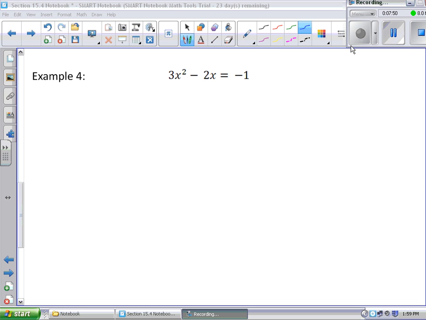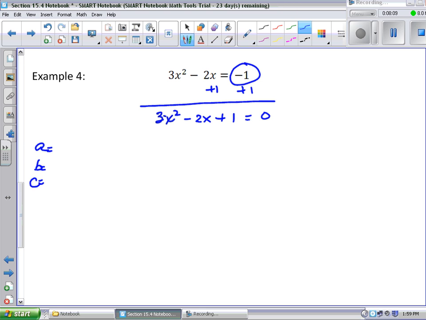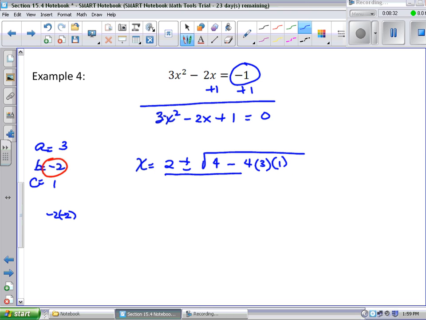Example 4, again, I do not have 0 on the right side right here. So I'm going to have to add 1 to both sides so that that will turn into a 0. 3x squared minus 2x plus 1 is equal to 0. So now I'm ready for a, b, and c. And a is 3, and b is negative 2, and c is 1. So I'll have x is equal to the opposite of b, which would be positive 2, plus or minus the square root of b squared, and negative 2 times negative 2 would be positive 4, minus 4 times a, which is 3, times c, which is 1, all over 2 times 3, 2a.